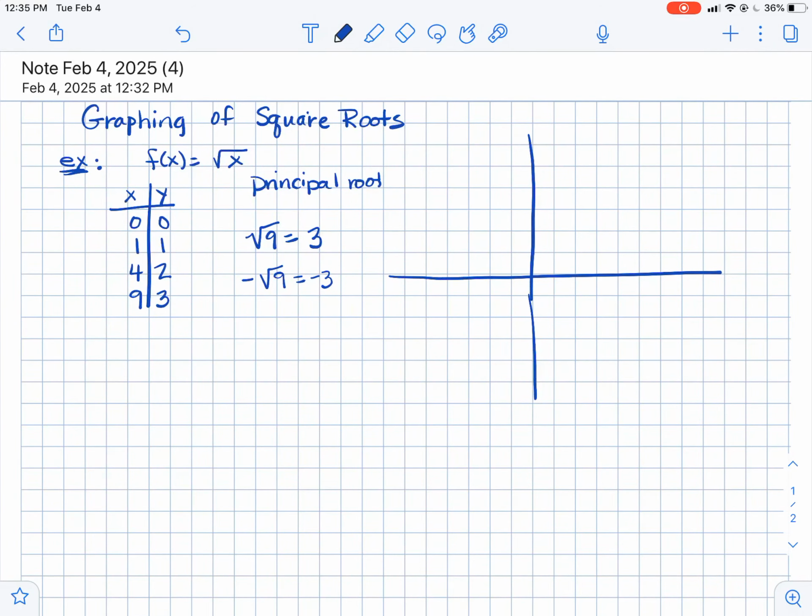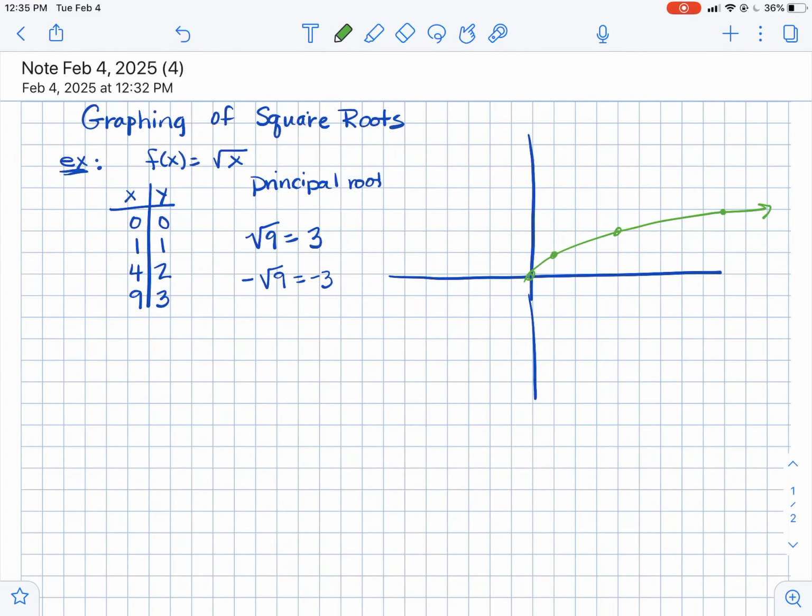So when I go to graph this, I am going to have 0, 0. I'm going to have 1, 1. I'm going to have 4, 2. I'm going to have 9, 3. There we go. And so this is the square root curve. That's what it looks like. One of the things to notice is that it looks like a parabola laying on its side. It's just half of a parabola.